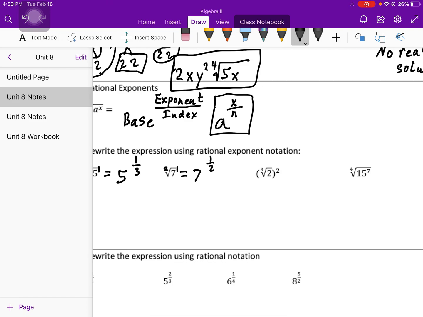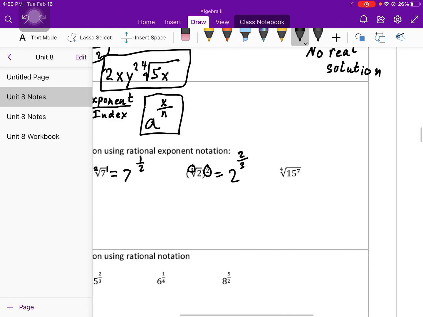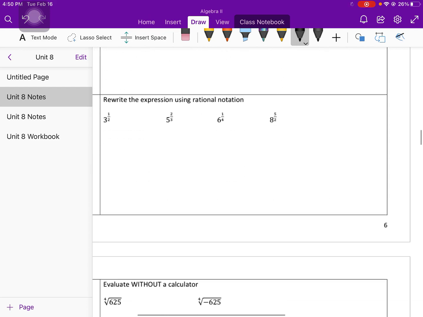And then we have this one, it still works the same way. The exponent is 2, so it's 2 on top, and then the index is 3. Even though it's outside of the parentheses, we still consider that the exponent. And then lastly, this one would be 15 to the 7 over 4. All right, almost done here.